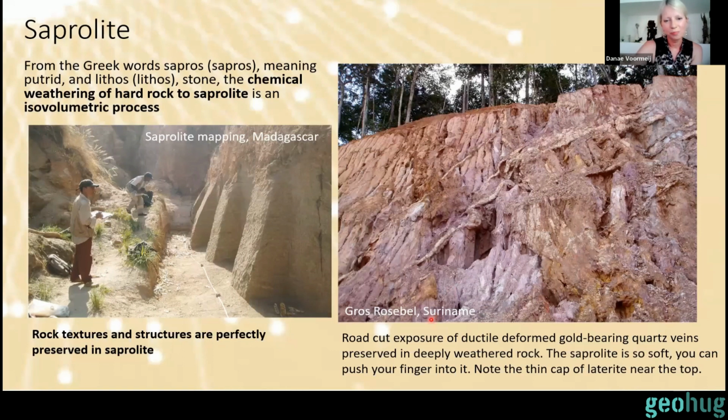It's so soft you can push your finger into it. And the colors are just gorgeous. You get all these pinks and purples from the oxidation of the iron-rich minerals. And even more beautiful, as you can see, these ductile deformed quartz veins. These are gold-bearing quartz veins, perfectly preserved within the saprolite. At Gross Roosevelt, the saprolite reaches 150 meters in depth. And the first few years of mining, there was no crusher at the mine. It wasn't necessary.